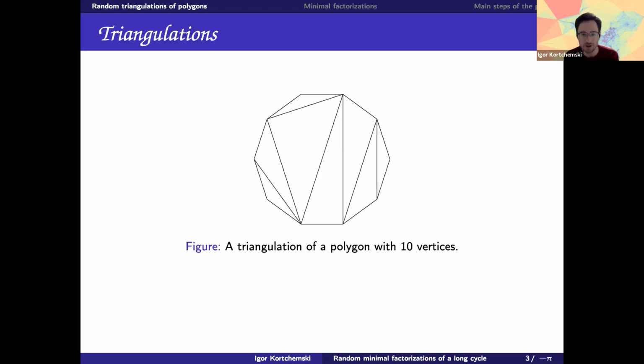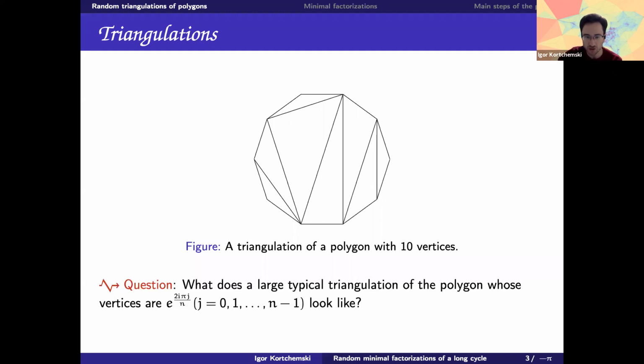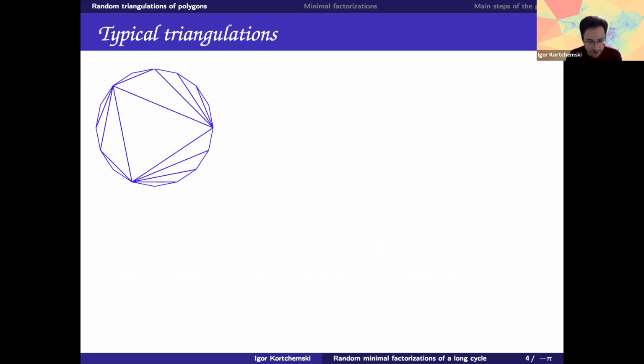We will consider polygons and triangulations of polygons. So here is an example with a polygon with 10 vertices. You draw diagonals which cannot intersect, and you draw as many as possible to get triangulations. It's well known that there is a Catalan number of them. And the question I ask is, what does a large triangulation look like? Of course, there are many of them, but if you put all of them in a bag and with your innocent hand take one of them at random, what does it look like? And we fix the vertices to be the n roots of unity so that the polygons stay in the same region. So here are some simulations with an increasing number of vertices.